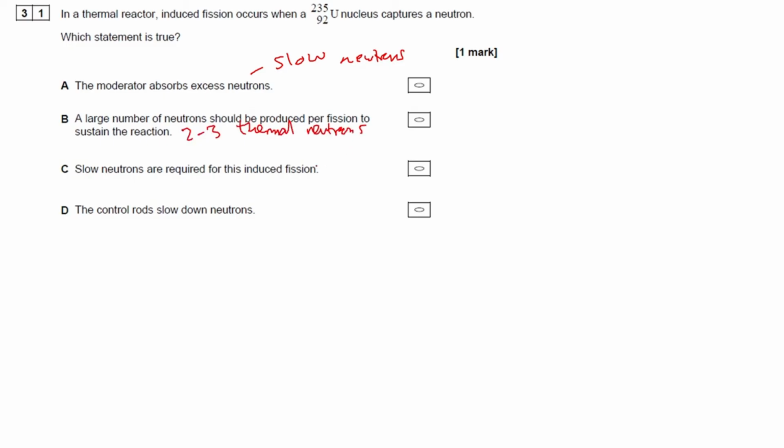Even if you have, say, 100 neutrons released and they aren't slow enough, you can't get fission to be induced. So just 2 or 3 thermal neutrons are needed. Slow neutrons are required for this induced fission. This statement is definitely true, so we need thermal neutrons or slow neutrons for induced fission. The last statement is not true because the control rod actually absorbs and stops neutrons. So we're left with C as the answer.